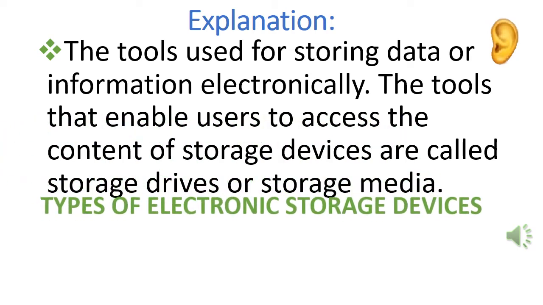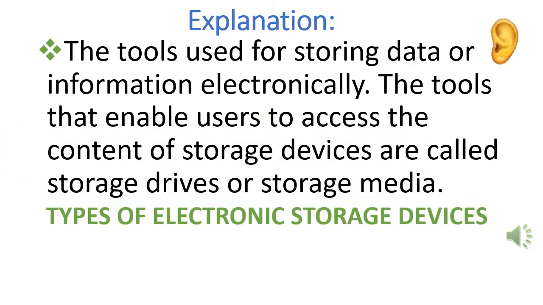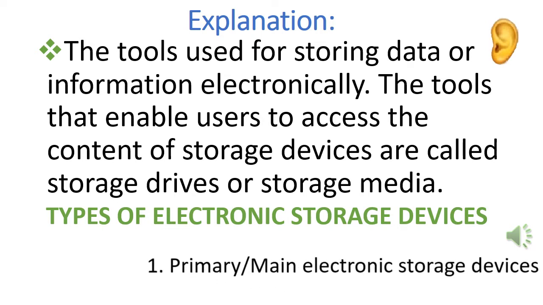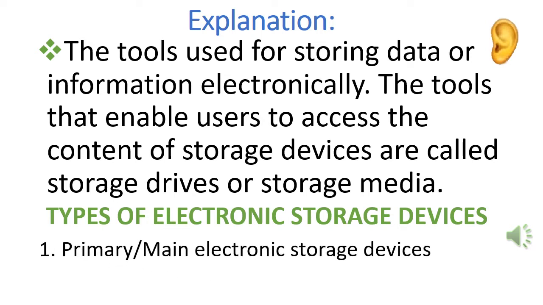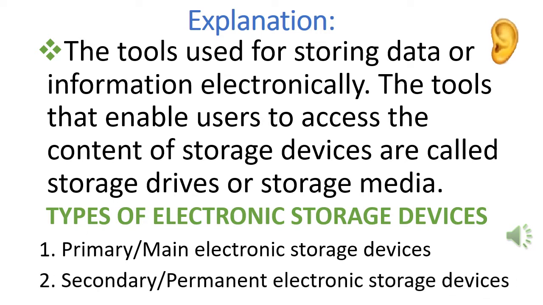Let us talk about the types of electronic storage devices that we have. There are two basic types of electronic storage devices. Number one is what we call main electronic storage devices, which can also be called primary electronic storage devices. Number two is what we call permanent electronic storage devices, which we can also call secondary electronic storage devices. Is that taken? Good.